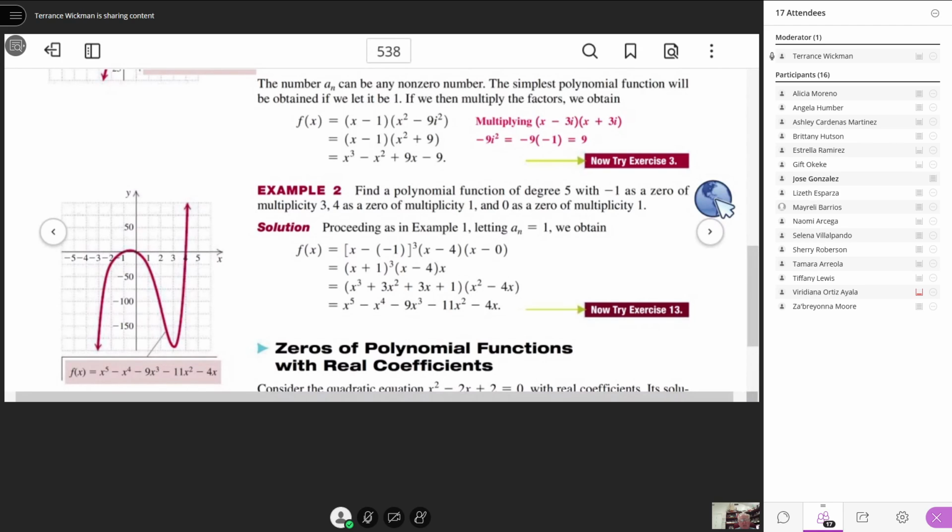It says find the polynomial function of degree 5. That means it has to have x to the 5th power. With -1 as a 0, that means you have to have x plus 1. You can see it right down here, the second line, with a multiplicity of 3. And 4 as a 0 means you have to have x minus 4, and 0 means x. So that's easy. The answer is x plus 1 cubed, times x minus 4, times x. Does that make sense for number 2?